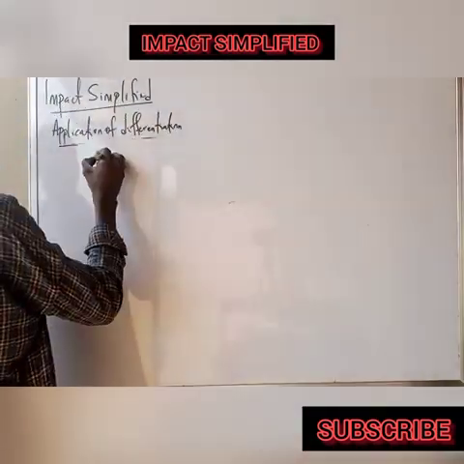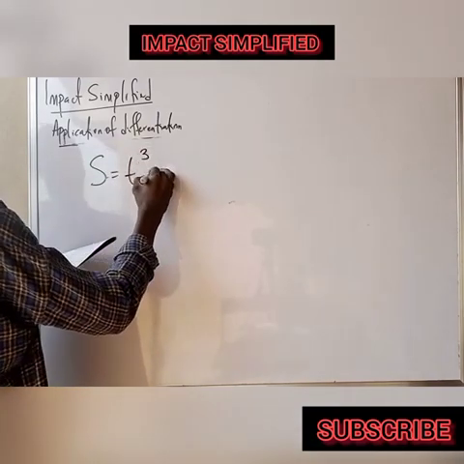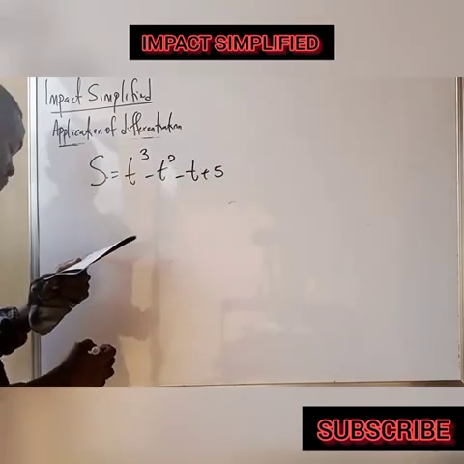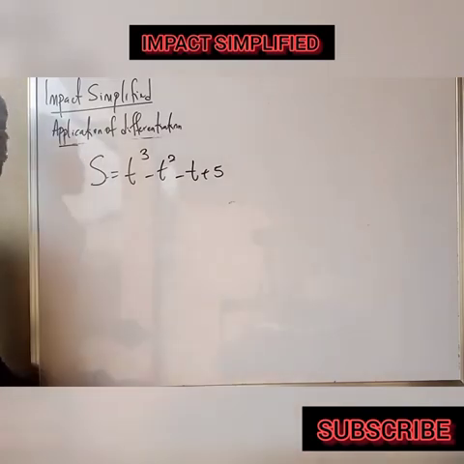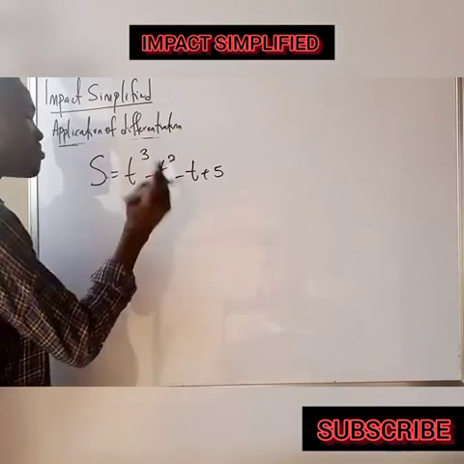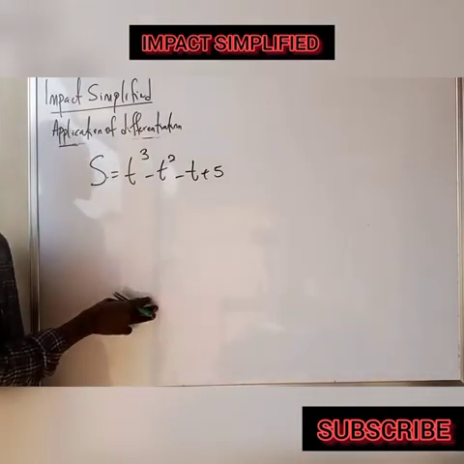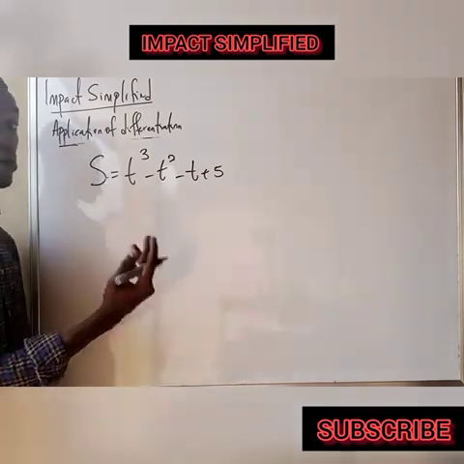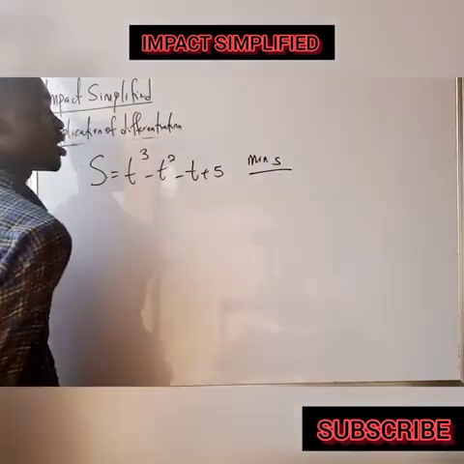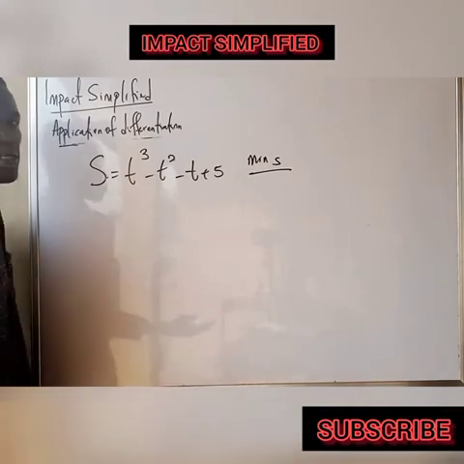Now they said the distance x is given as t cubed minus t squared minus t plus 5. They said we should find the maximum distance traveled. Sorry, they said we should find the minimum distance traveled. They said the distance x is given as this. That means distance is a function of what? Of time. They now said we should find the minimum distance traveled. That means we are looking for the minimum value of x. And let's proceed.